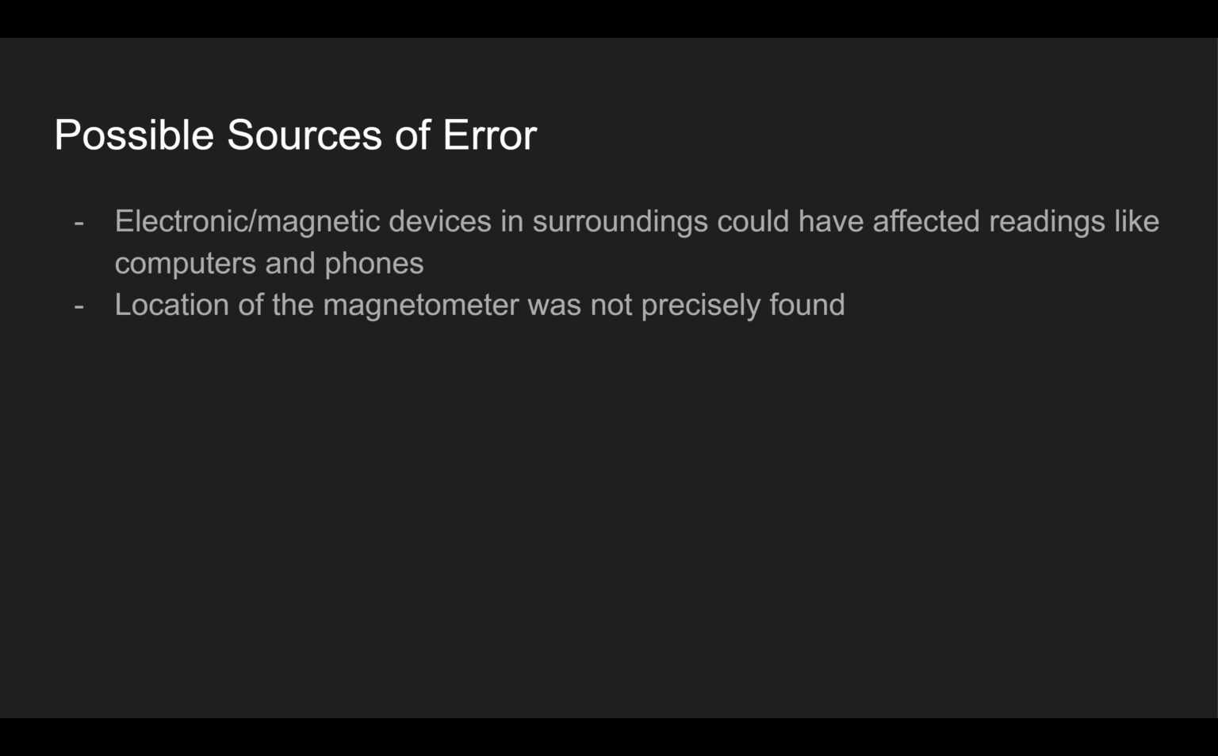Then I want to go over some possible sources of error. Electronic and magnetic devices in the surroundings could have affected readings, for example computers and phones nearby. And the location of the magnetometer was not precisely found.